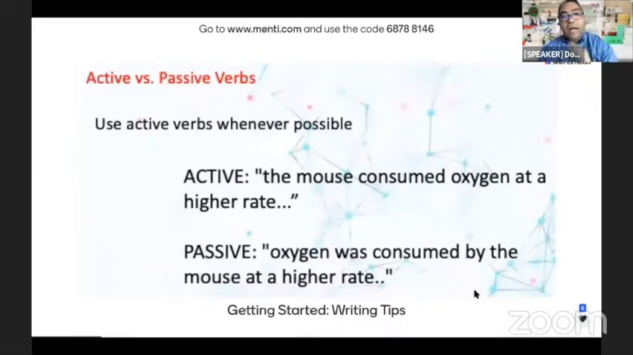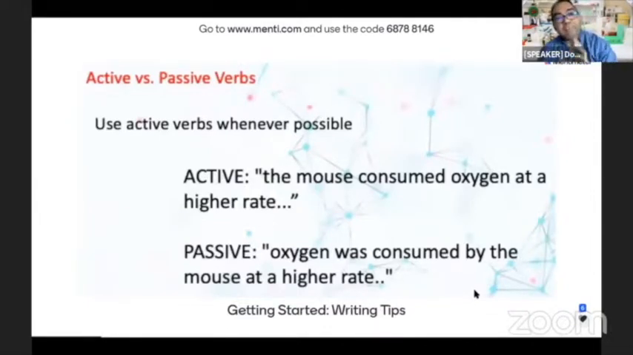Okay? Lalo pa, especially, what is the subject of your sentence? Ano bang mahalaga? Is it the oxygen or is it the mouse? Yun ang ating iisipin. No? In this case, what happened to the mouse? So siya yung mas mahalaga. So give importance to that.